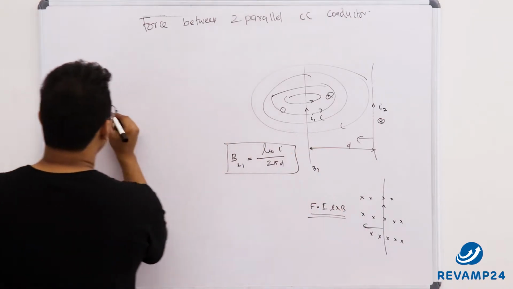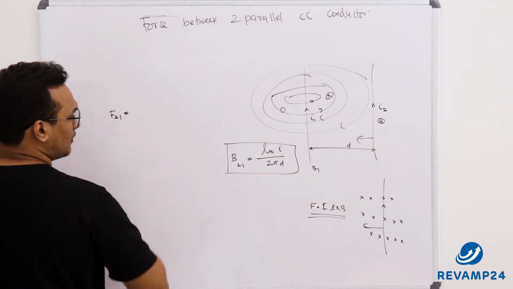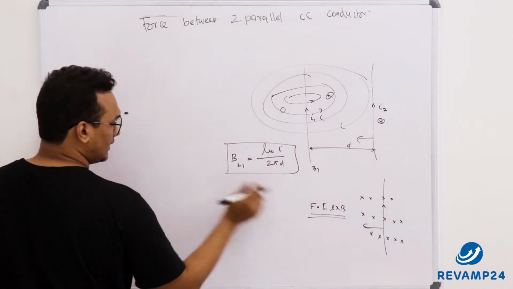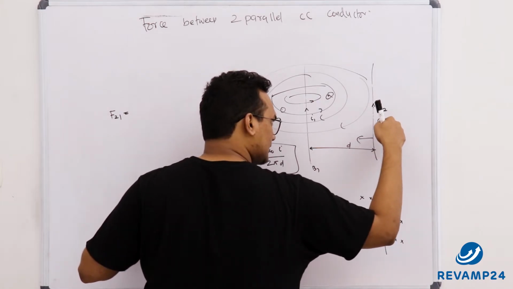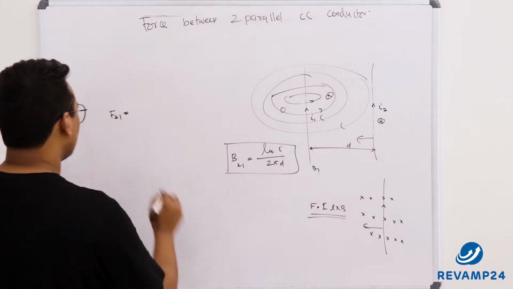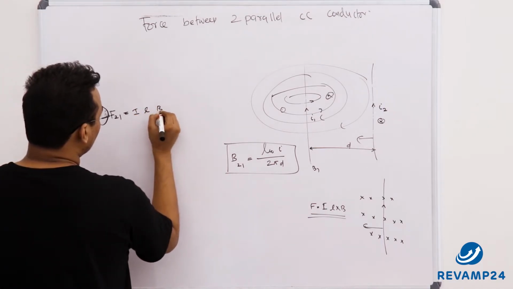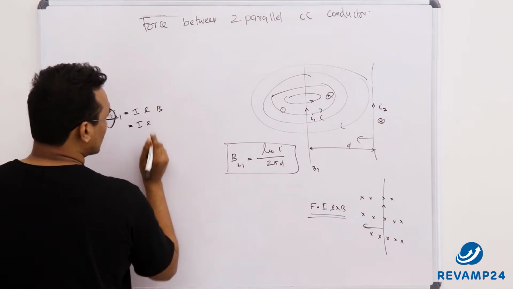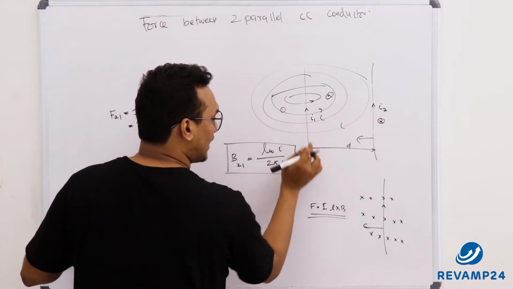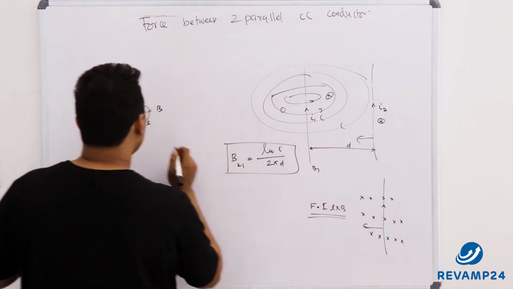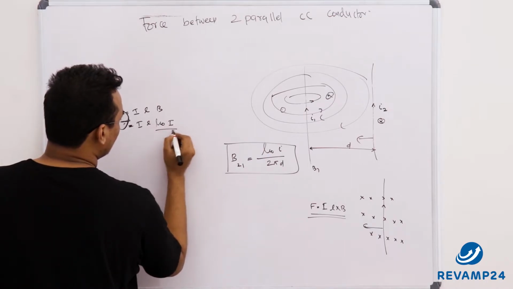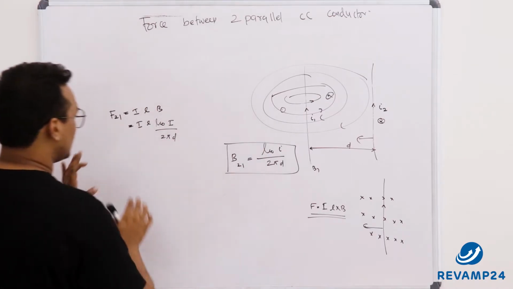So force on 2 by 1, how to get the value? Force on 2 by 1 is equal to I L cross B. Magnetic field is into the plane, current is in this way, so sin theta is sin 90. So it is basically I into L into B. We have to substitute the value of the magnetic field created by 1 on 2, that is mu 0 I by 2 pi d. So that is the total force.